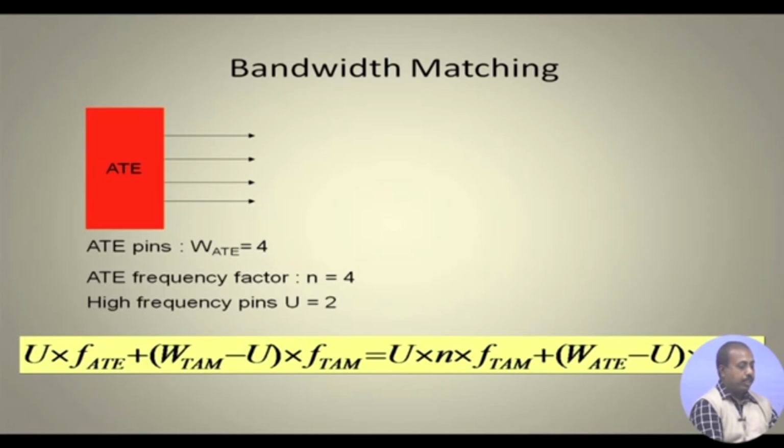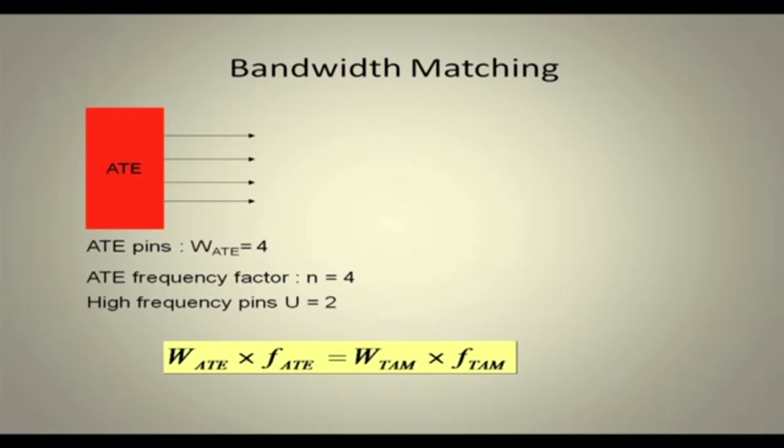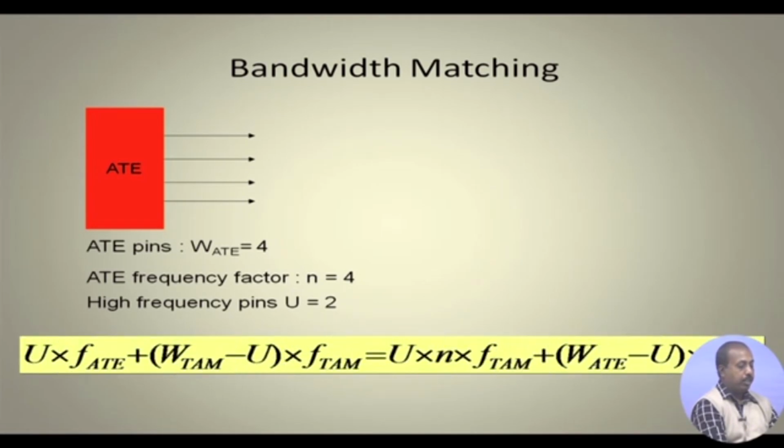If you expand WATE into FATE, it becomes the high frequency part operating at the frequency FATE, plus WTAM minus U. That is the number of pins operating at the lower frequency, the frequency of the lower frequency TAM. So this part does not create any problem for the speed matching between this ATE and this core.